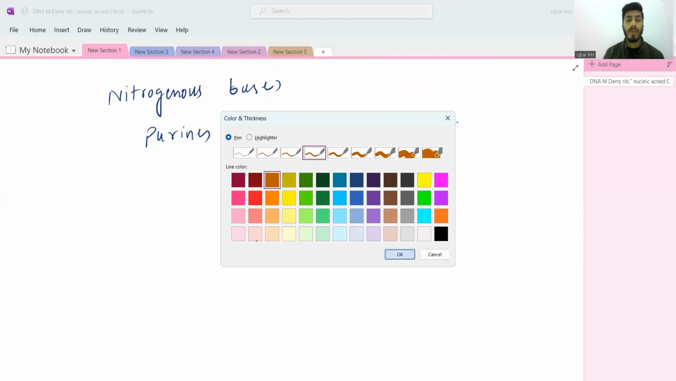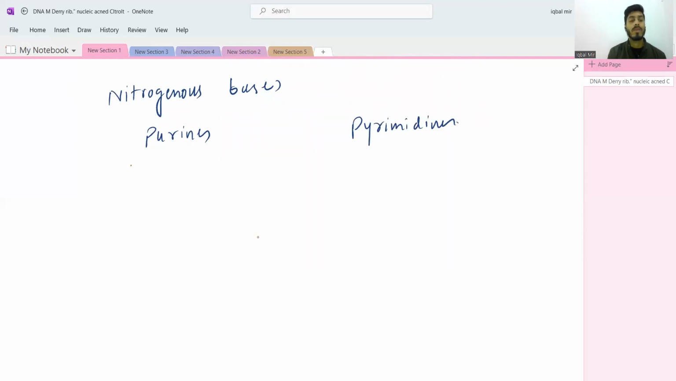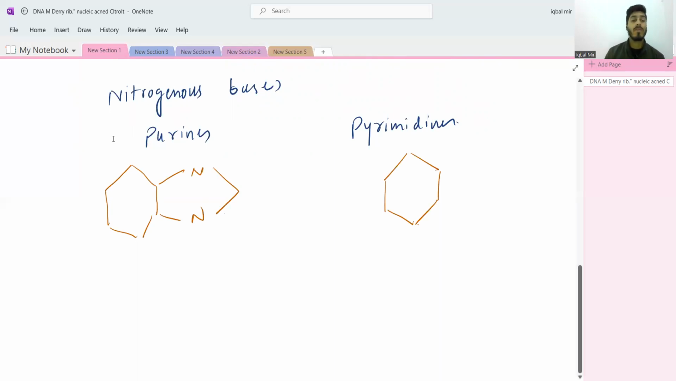Understood? So you can see this is the first ring, and to it is attached the second ring. So these are the purines, and pyrimidines, they are just 1 ring structure like this. If we talk about the purines, how many purines are there?